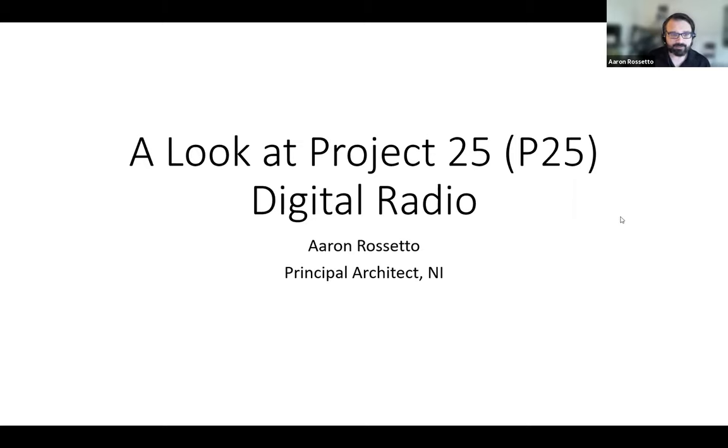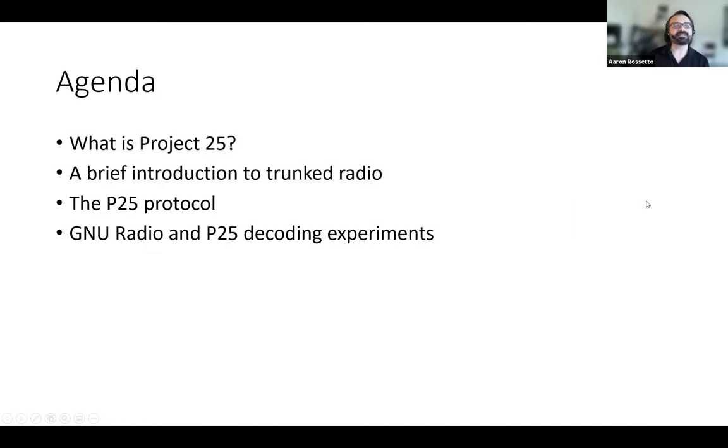So moving on, I'll give a brief introduction to Project 25 and how it came to be. And then I wasn't sure about the general knowledge of the collective audience on trunked radio. You guys are probably all fairly familiar with it, so I'll just give a brief introduction for those who are not familiar with this concept of trunked radio, which is key to public safety communications these days and Project 25. Then we'll take a nice deep dive into the aspects of the protocol. We'll look at bits and framing and so on, the good stuff.